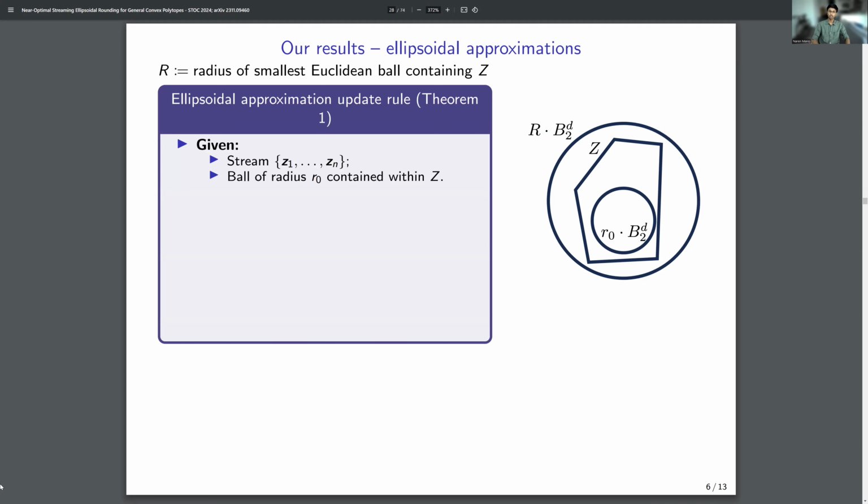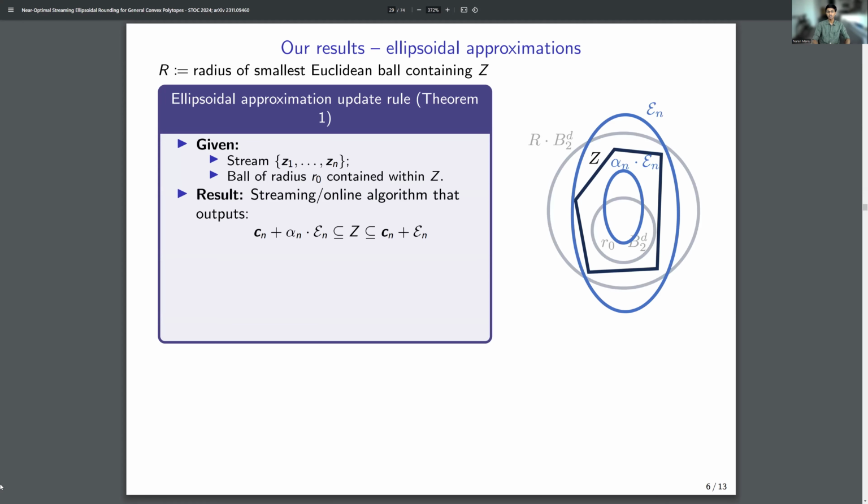So again, we're given streaming access to the points Z1 through Zn. We're seeing these points one at a time in this order. And we're also going to be given a ball of radius R0 that lives inside Z. So the result that we get in this setting is a streaming online algorithm that will output a center Cn, a scaling alpha n, and an origin-centered ellipsoid En, such that alpha n times En shifted by Cn lives inside Z, and also En shifted by Cn covers Z.